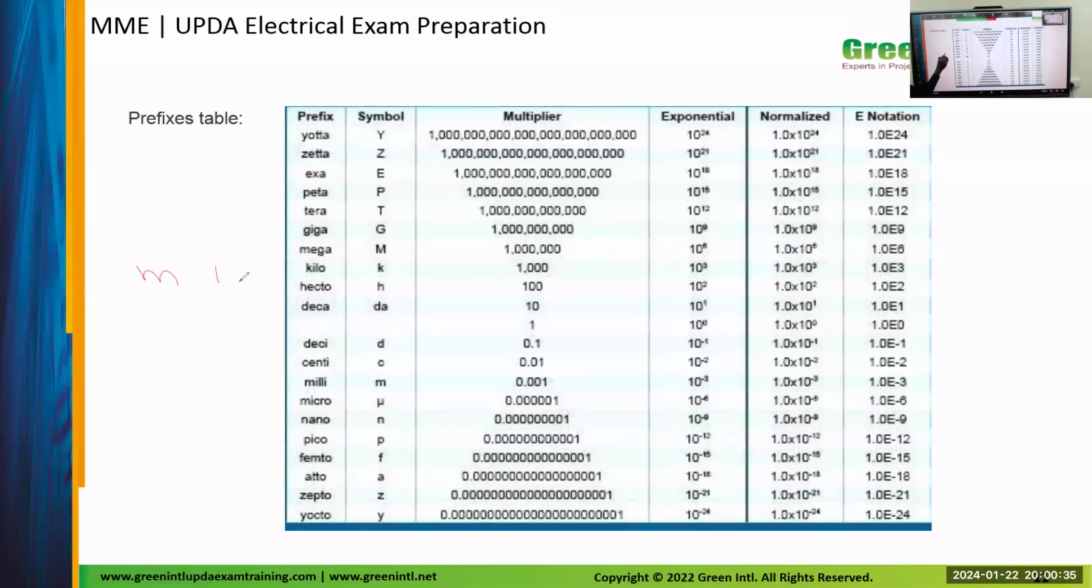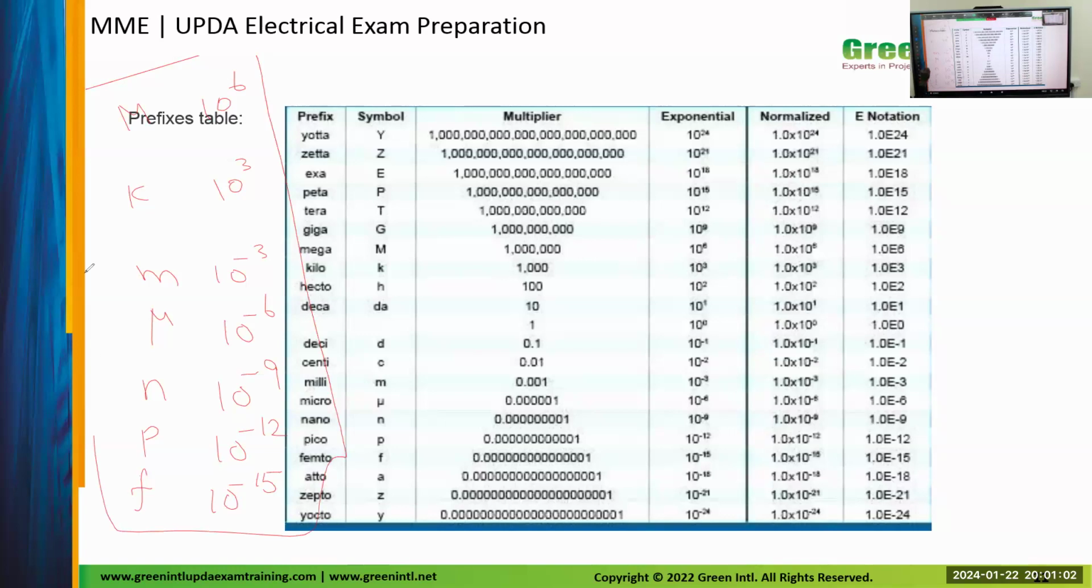Milli is 10 power minus 3, micro 10 power minus 6, nano 10 power minus 9, pico 10 power minus 12, femto 10 power minus 15. And 10 power 3 is kilo, 10 power 6 is mega. Mostly we have questions from these areas only. Just for information, we need to remember them once or twice.